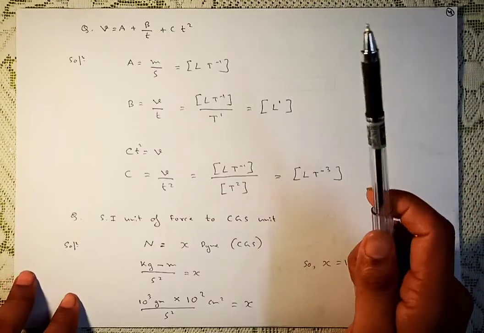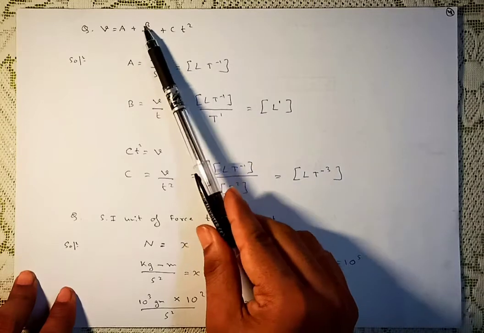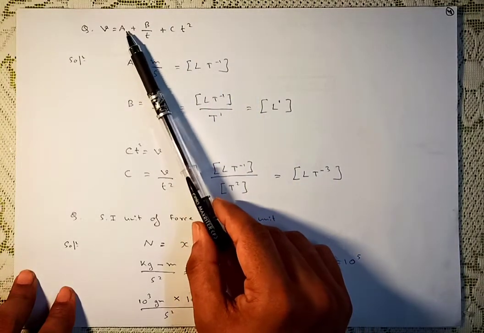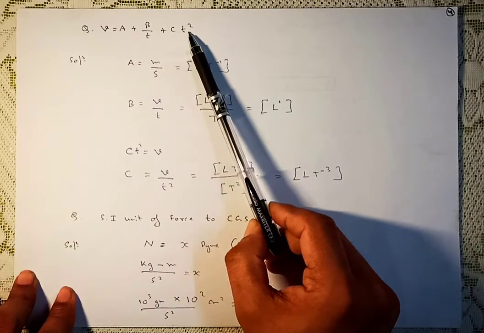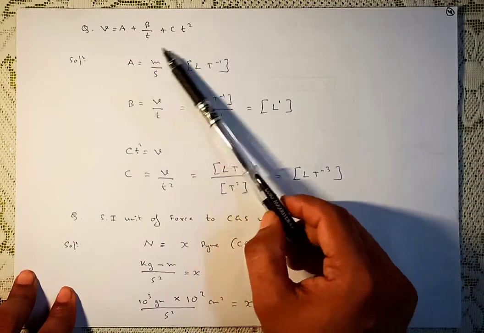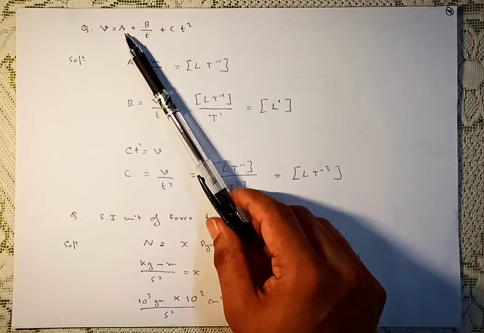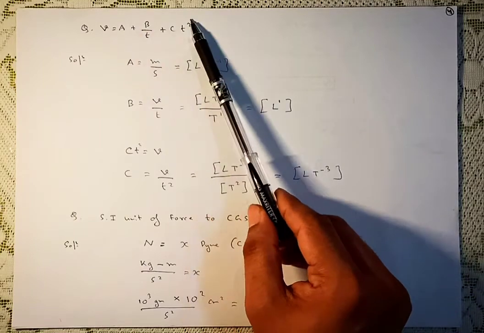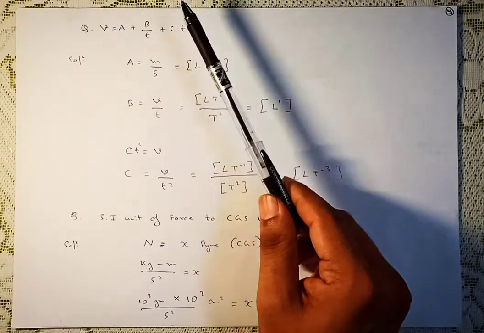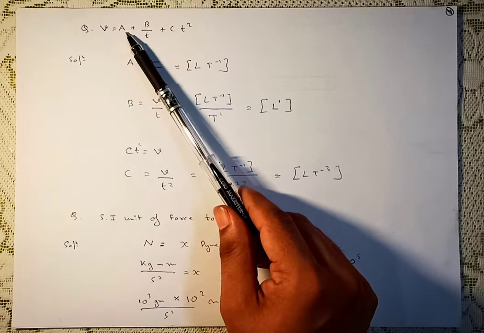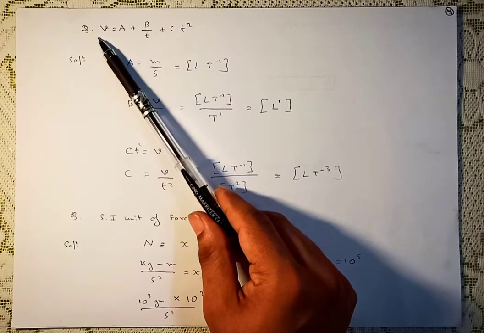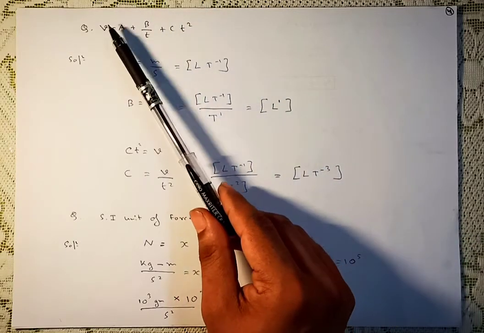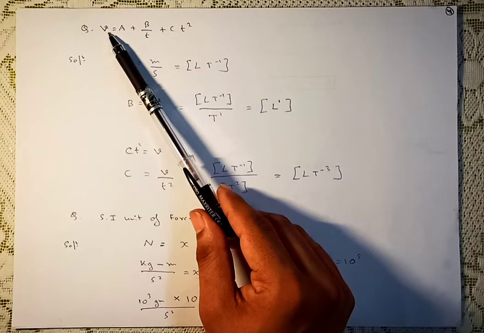Apart from the previous situation, questions can also come in this form, where V is equal to A plus B divided by T plus C T to the power square. From here they can ask what is A, what is B, and what is C. In order to find A, put B and C equal to 0. Therefore the dimension of A is going to be the dimension of V itself.